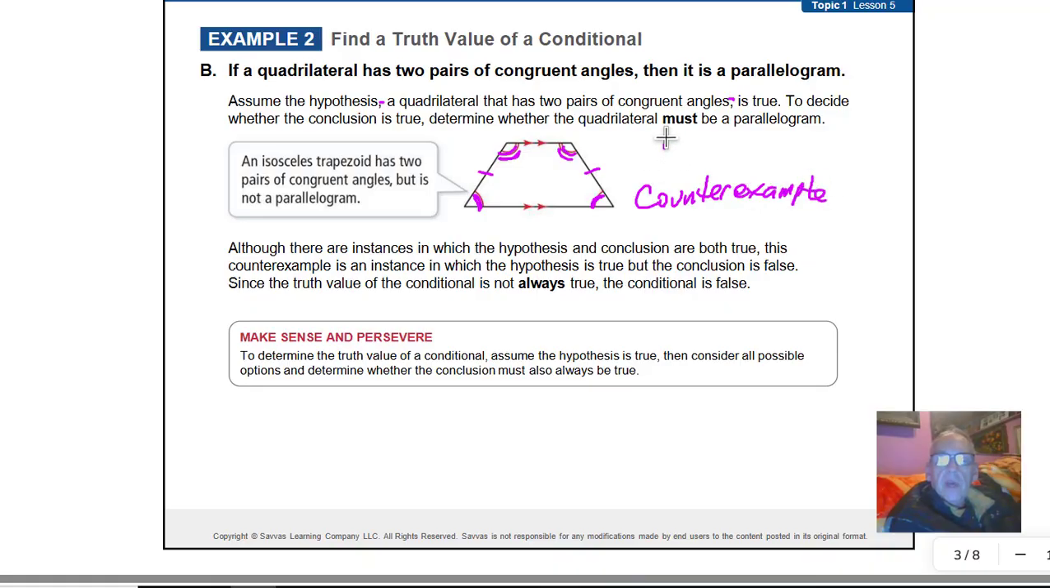So using the truth table, the hypothesis part is true. We've got two pairs of congruent angles, yet the conclusion part is false. It is not a parallelogram, and that means the statement is false. We found our counterexample shows the statement is false. Let's move on.